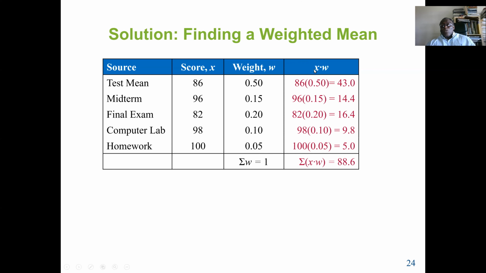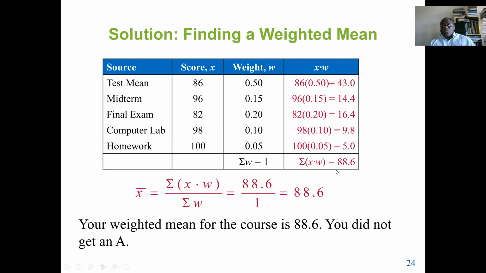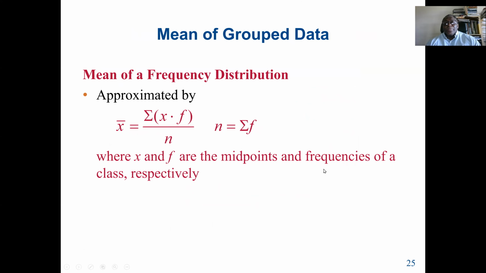So again, we add everything and get 88.6, but we haven't finished yet. Now we are going to divide 88.6 by the total weight. The total weight is 1, so divide by 1. That gives us 88.6. So again, that will be the conclusion here.